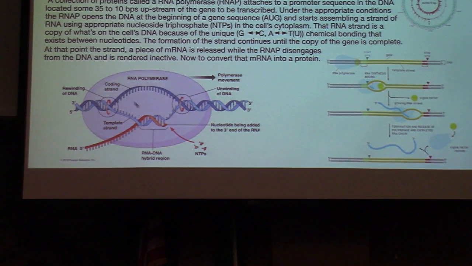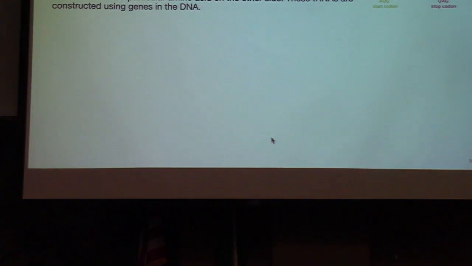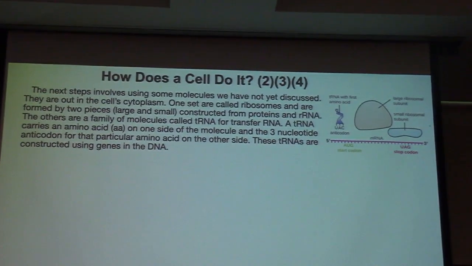There is in the cell, and I'll show you some pictures of it, a large molecule called a ribosome. This is the polymerase, excuse me. The piece of RNA is copied off the DNA, shipped off with a leading five prime end, and of course what's been happening is that this RNA polymerase has been grabbing the pieces that it needs, the nucleotides, to put together the proper complementary chain. So the next step now involves using some molecules we haven't talked about yet.